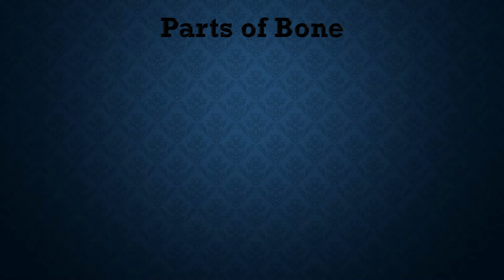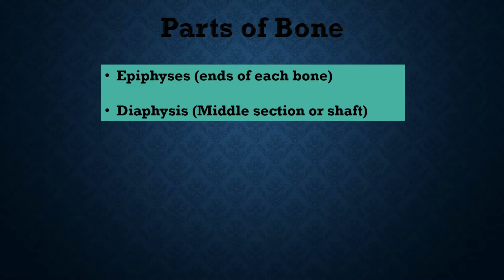But before we get into any of that, as we start to move through the semester, and particularly as we look at primates, we're going to look at a lot of different primate skeletons. It's important to know the different parts of bone, right? Because for the rest of the semester, we're really going to be talking a lot about bone and how different skeletons are comprised. So there are two general terms. You have epiphyses, which are the ends of each bone, and then you have the diaphysis, which is the middle section or the shaft of each bone.